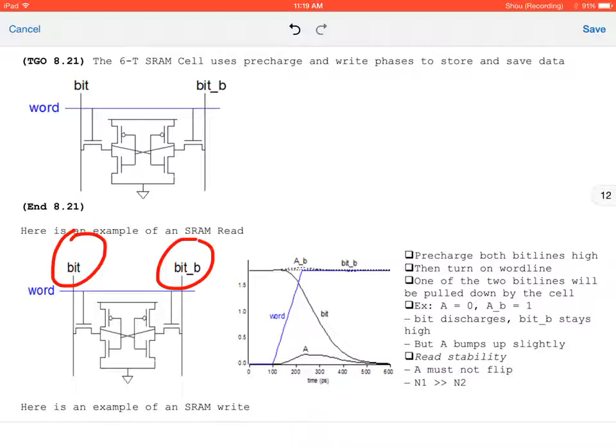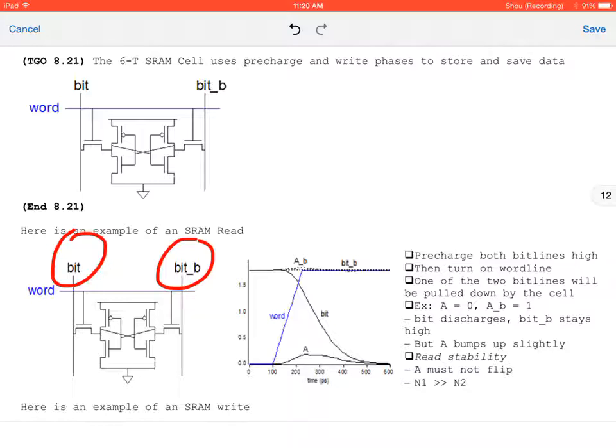And then you're going to pull down one of the bit lines. One of the bit lines will be pulled down by the cell. So pre-charge means I'm turning them both on. It's not like the instance where we have a flip-flop and Q never equals Q naught. Bit and bit bar are initially high, and then by the value, when the word line is turned on, one of them is going to be pulled down. So for example, if A is equal to 0 and A bar is equal to 1, the bit line is going to be discharged, and bit bar is going to stay high.